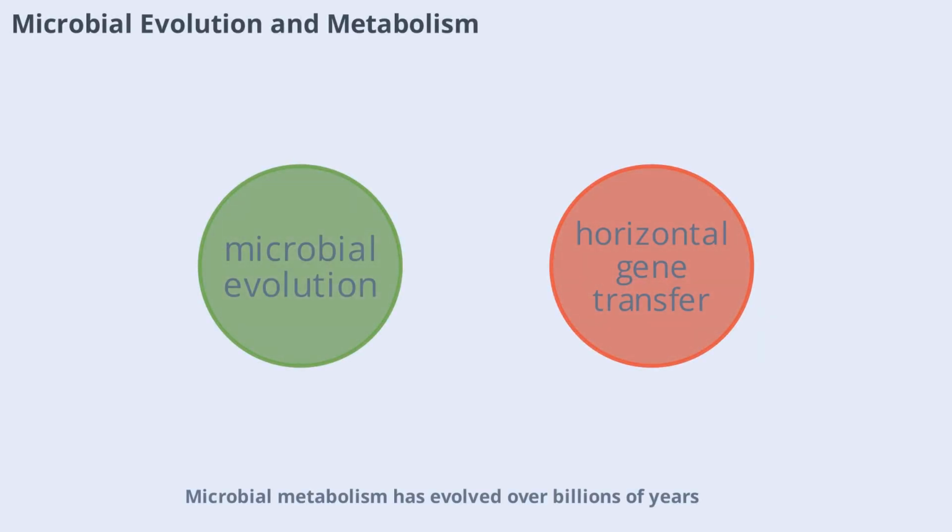Microbial metabolism has evolved over billions of years, shaping the diversity and adaptability of life. Horizontal gene transfer, mutation, and selection drive the evolution of new metabolic capabilities. This evolutionary flexibility allows microbes to colonize nearly every environment on Earth.